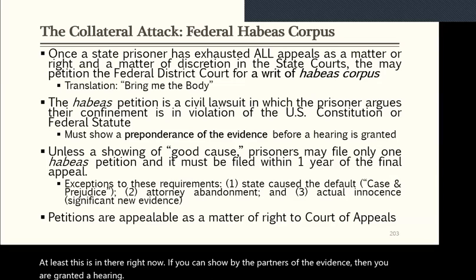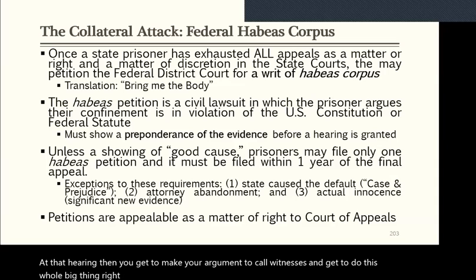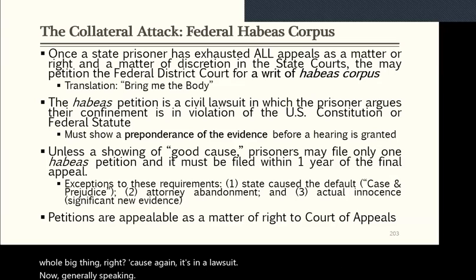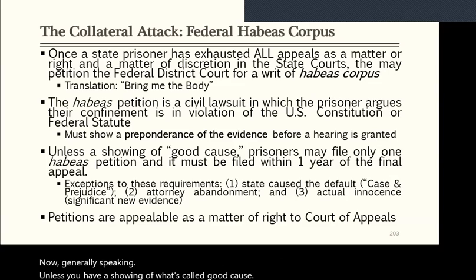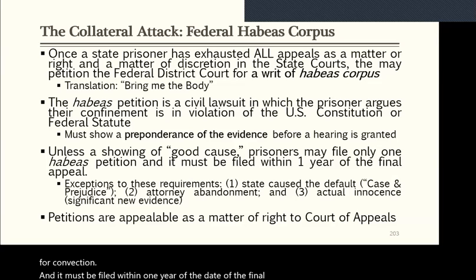At that hearing, you get to make your arguments, you call witnesses, and you get to do this whole big thing, right? Because again, it's a new lawsuit. Now, generally speaking, unless you have a showing of what's called good cause, prisoners may file only one habeas petition for a conviction, and it must be filed within 1 year of the date of the final appeal being denied. Right, so let's break this down a little bit.